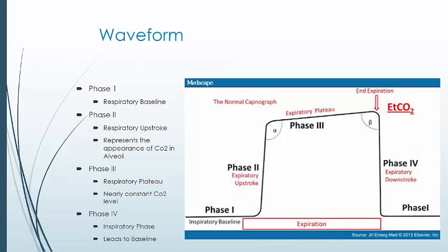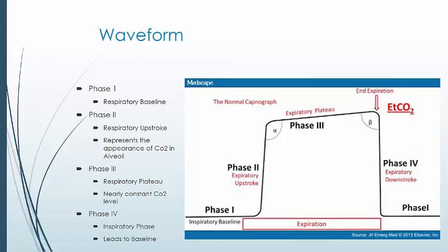Phase one is going to be your respiratory baseline. This is that first flat line there. This is the start of exhalation and is dead space without CO2. Remember, dead space is what got stuck in your bronchi, things like that. As the alveolar CO2 makes its way out of the body, you'll start to see that vertical upstroke in phase two.